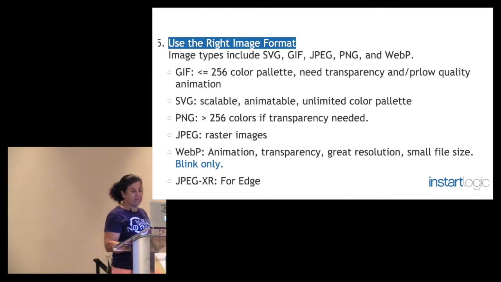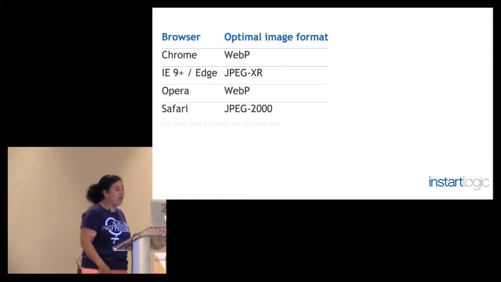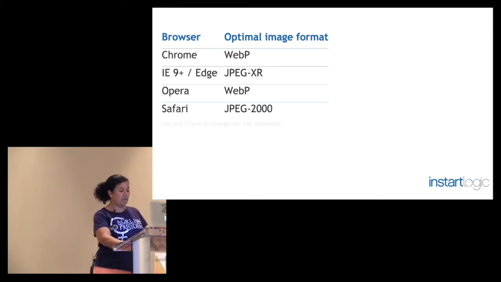Use the right image format. This is the smallest file size graph that I created. Chrome and Opera is WebP, IE9 and Edge is JPEG XR. Safari is JPEG 2000, and Firefox does not support, or did not support any of these at the time that I wrote this slide, but they do have things that are light green on Can I Use right now.